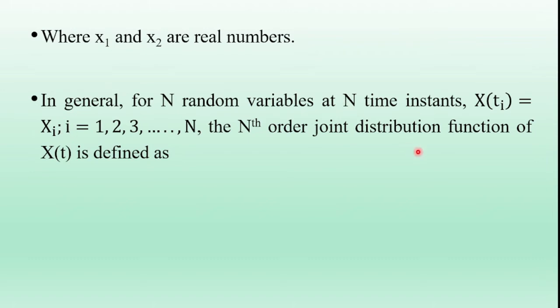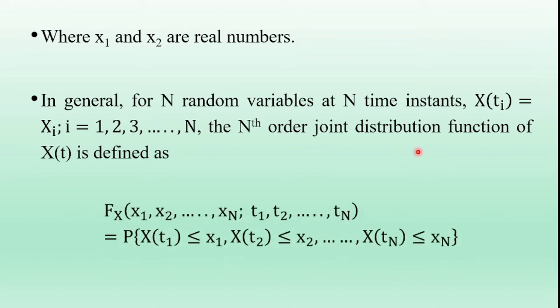The nth order joint distribution function of the random process x of t is defined as capital F suffix x of x1 comma x2 comma x3 and so on xn, at the time instances t1 comma t2 comma t3 and so on tn, is equal to the probability of x of t1 less than or equal to x1, x of t2 less than or equal to x2, and so on, x of tn less than or equal to xn. So this is the definition of the nth order joint distribution function of the random process x of t.